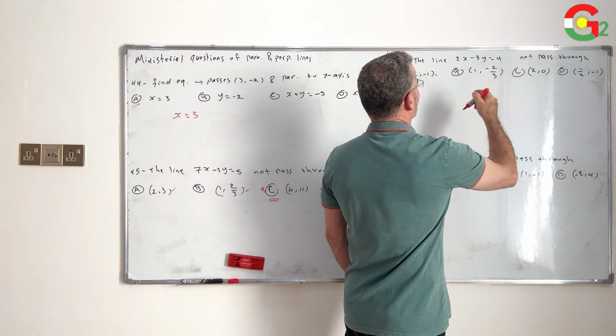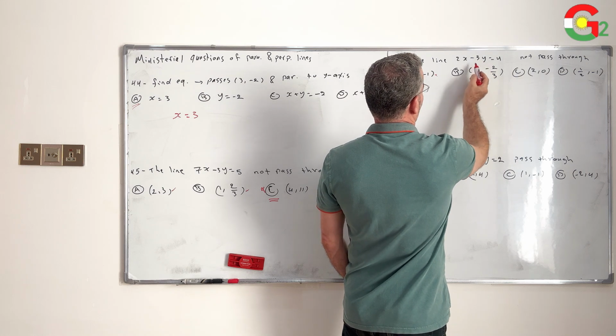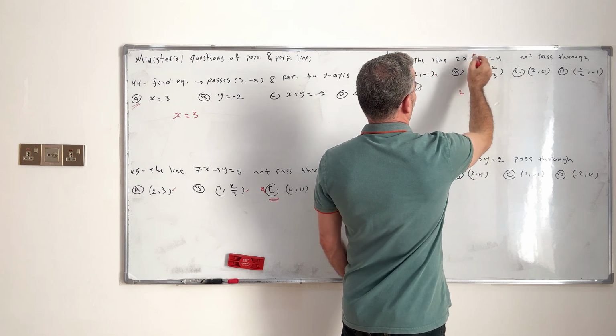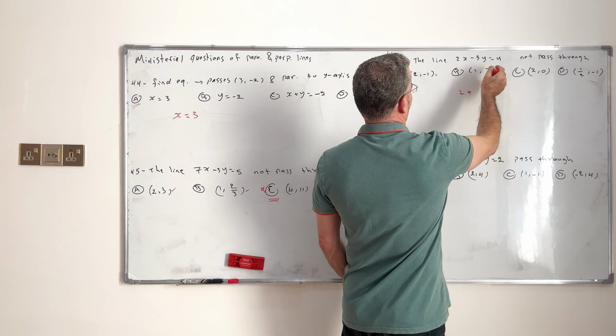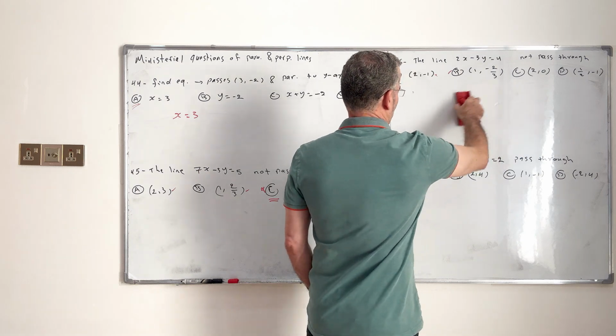Let me check this one. 2 minus times minus plus 2, it is 4. This point passes through this line.